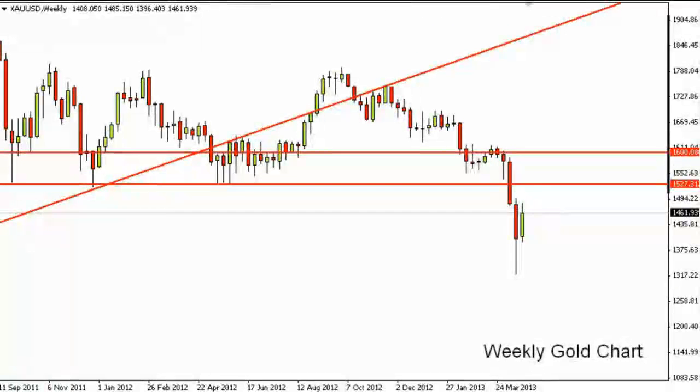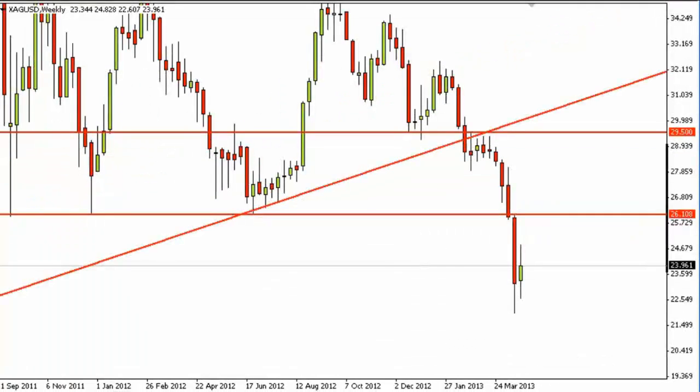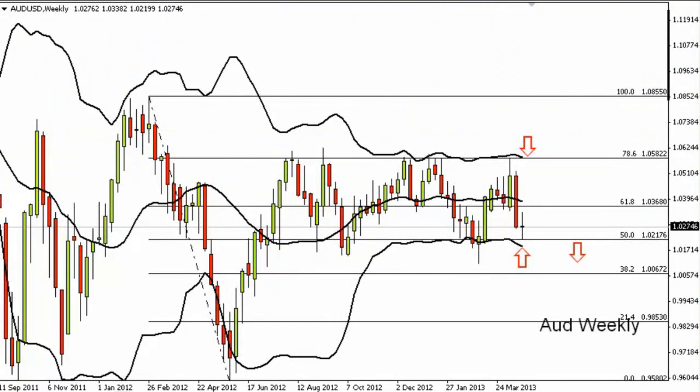This is the weekly gold chart. This is an inside bar, which is supposedly a reversal candle. Price of gold is drifting back up, as with silver. And the main reason we look at those two is for clues for the Aussie dollar. And the Aussie dollar last week came down exactly to the pip of that 50% fib.